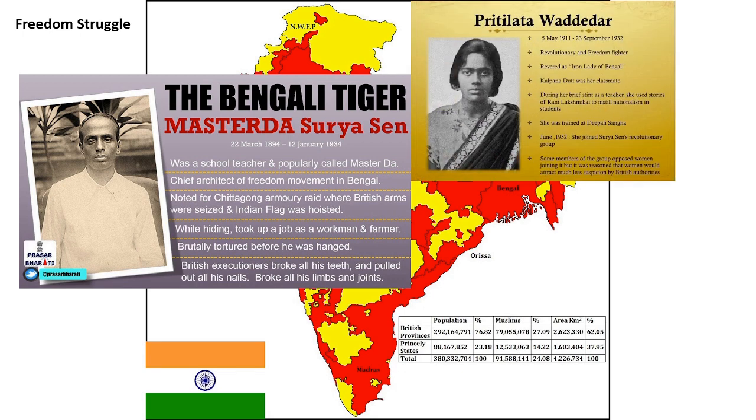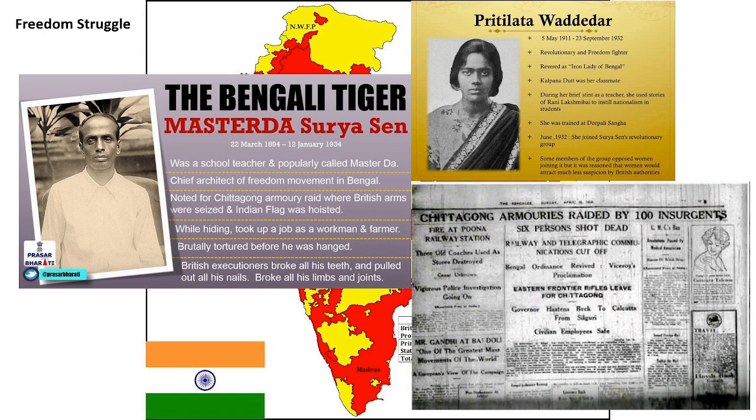He, along with Pritilata Waddedar and many others, looted the British army factory in Chittagong. To avoid arrest by the British police, Pritilata Waddedar committed suicide by taking potassium cyanide. Master Surya Sen was arrested by the British police and finally executed after long inhuman torture inside the jail.